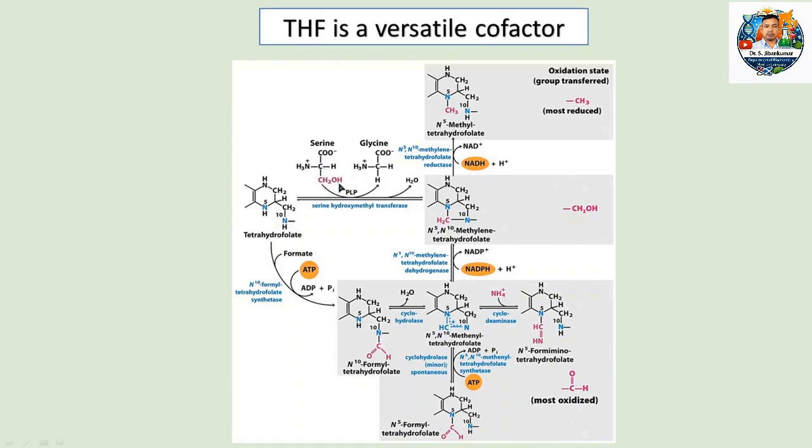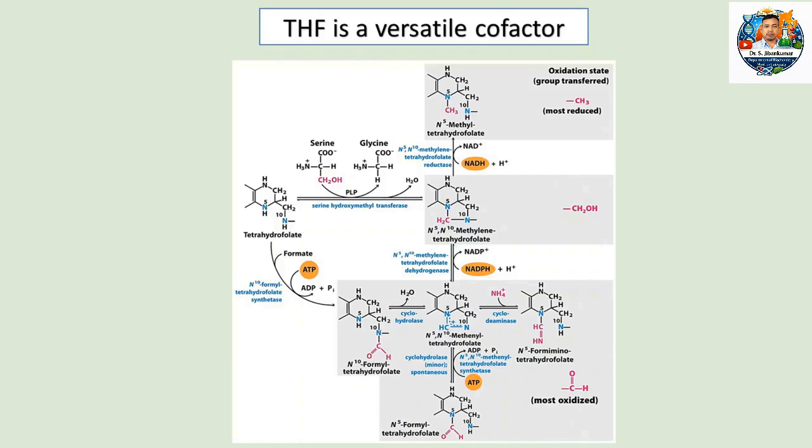So if you remove this primary alcohol group and replace it by hydrogen, then serine becomes glycine, and this hydroxyl group leaves as water, whereas this methylene group is linked to this N5 and N10. So it is called N5,N10-methylene tetrahydrofolate.